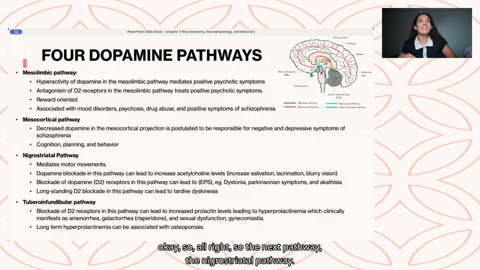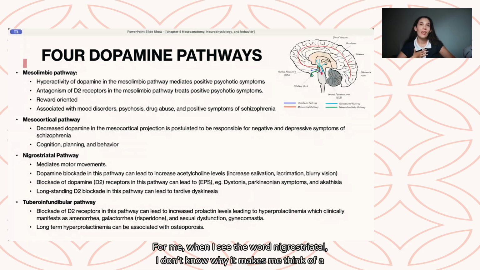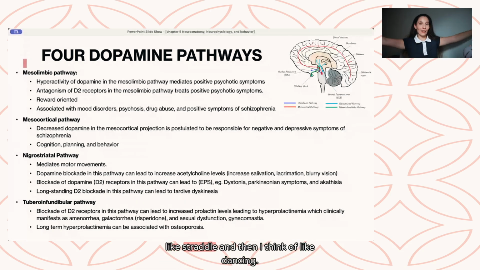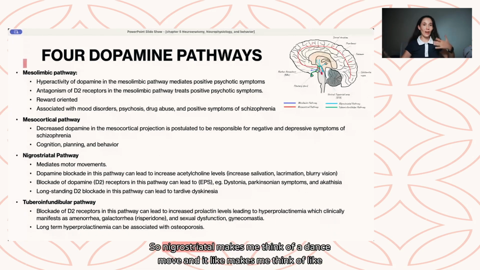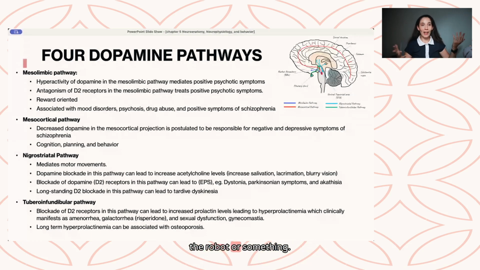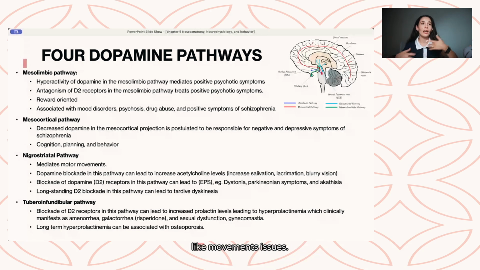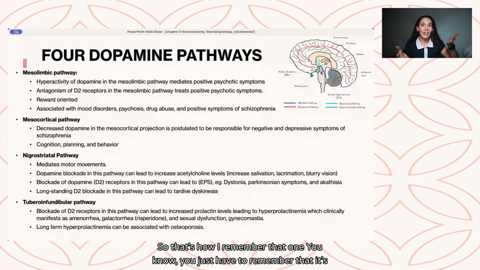But okay, the next pathway, the nigrostriatal pathway. When I see the word nigrostriatal, I don't know why, it makes me think of a dance. I don't know if it's because it looks like straddle in the middle and then I think of dancing. So nigrostriatal makes me think of a dance move, like the robot or something. Then I remember, oh, that's the one that is associated with tardive dyskinesia and movement issues, EPS, dystonias, and Parkinson's. So that's how I remember that one.